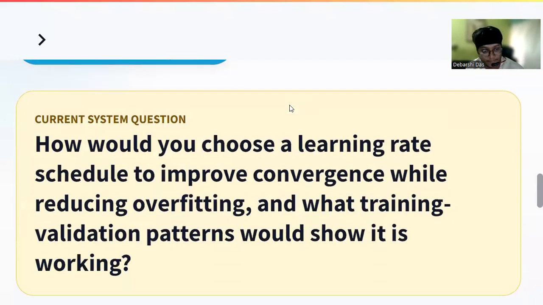How would you choose a learning rate schedule to improve convergence while reducing overfitting, and what training validation patterns would show it is working?